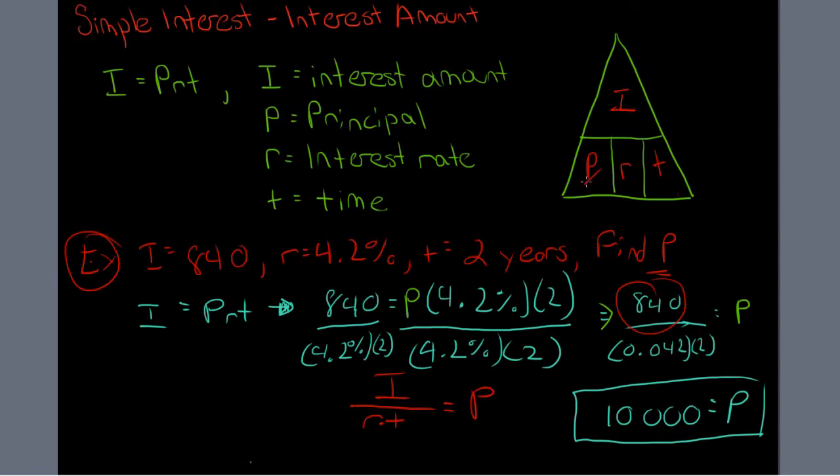Now, remember this triangle. If we're looking for P, we just hide the P, and we're given this formula, I, horizontal line, which is division, and then vertical line, which is multiplication. So this formula tells us, just by using the triangle, I over RT equals P. And that's what we did, but we did it through the method of isolation.